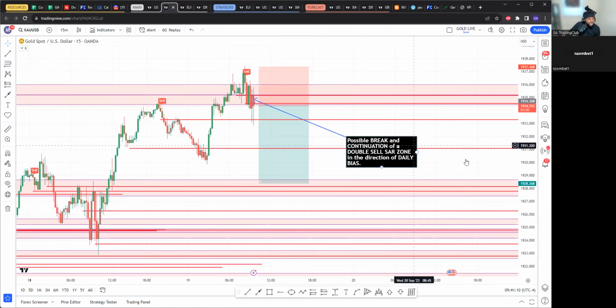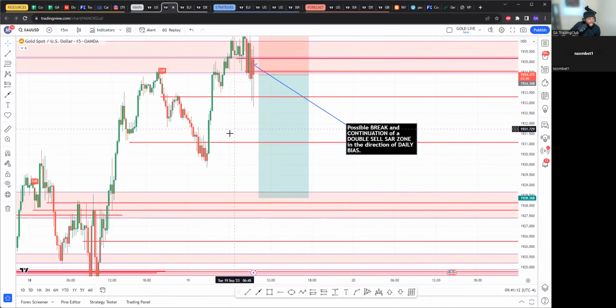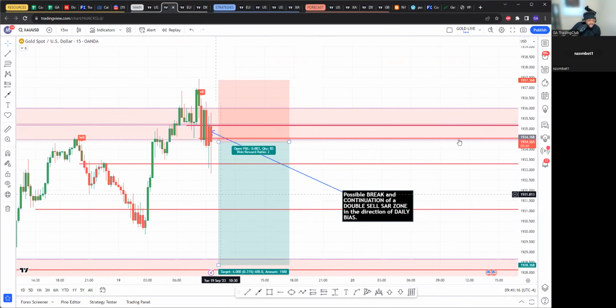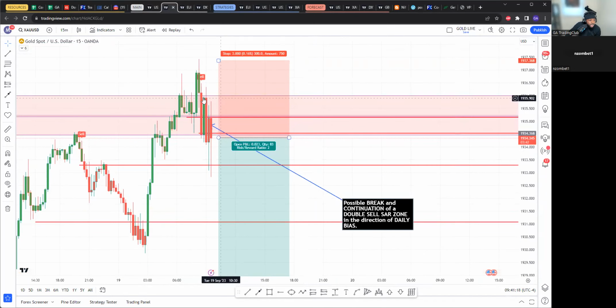Okay, I was looking at a trade on gold. So on the 15-minute time frame, we have these double SARs right here. We already had a break and closure below. However, the next 15-minute candle, which would be the continuation candle, went and closed above, so invalidated entry. Then we had another break and closure below, but then the continuation candle did not close below this zone.